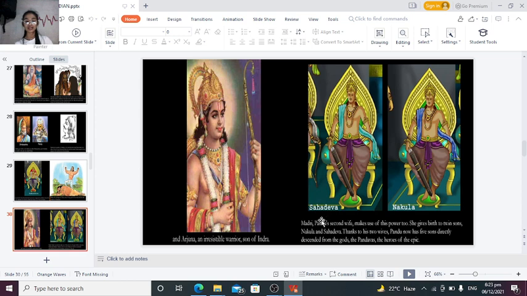While the second wife of Pandu makes use of his power too. She gives birth to two twins, Nakula and Sahadeva. Thanks to his wives, Pandu now has five sons directly descended from the gods, the Pandavas, or the heroes of the epic. Those five brothers are called the Pandavas.